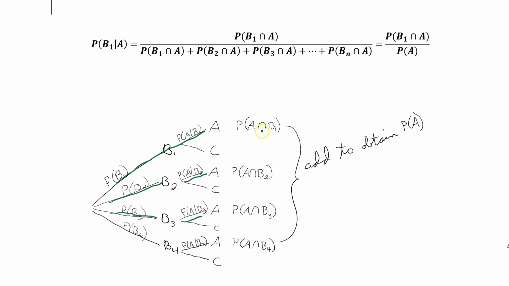Okay, so because we know we could multiply our various branches to get our intersections, that helps us because now we can take all those intersections that involve A, we can add those together, which is what this denominator is really doing, and say, hey, that's really the probability of A.